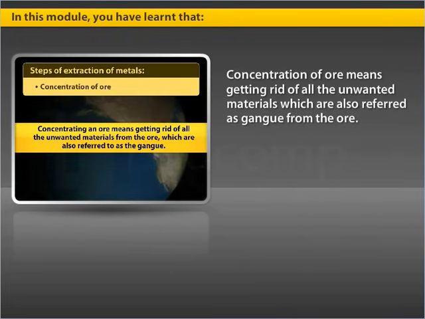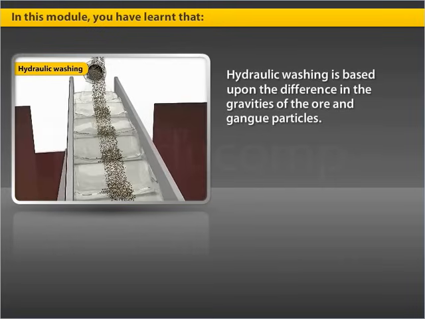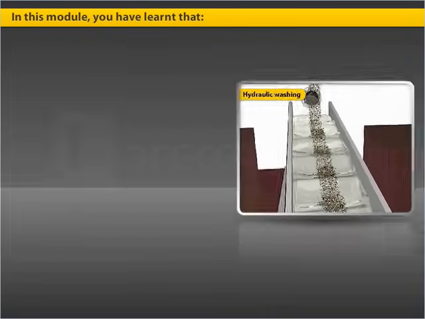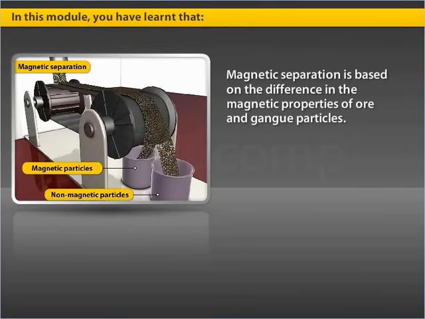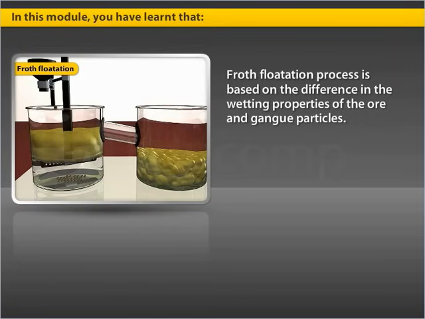Concentration of ore means getting rid of all the unwanted materials, which are also referred to as gangue, from the ore. Commonly used methods for the concentration of ores include hydraulic washing, magnetic separation, froth flotation, and leaching. Hydraulic washing is based upon the difference in the gravities of the ore and gangue particles. Magnetic separation is based on the difference in the magnetic properties of ore and gangue particles. Froth flotation process is based on the difference in the wetting properties of the ore and gangue particles.